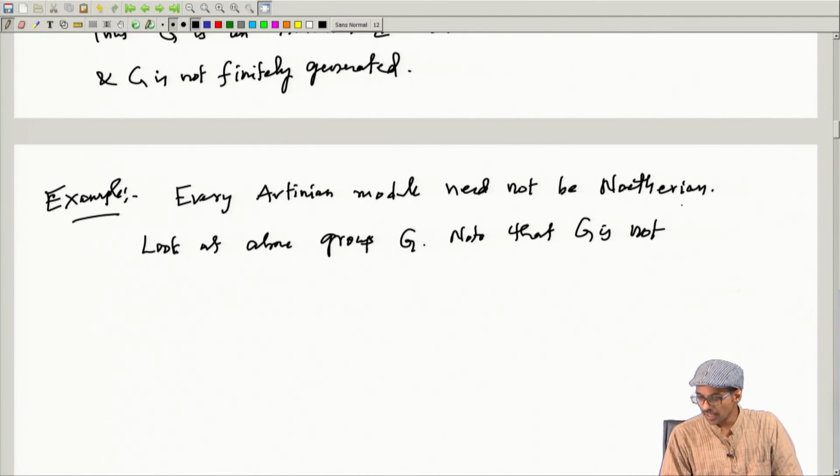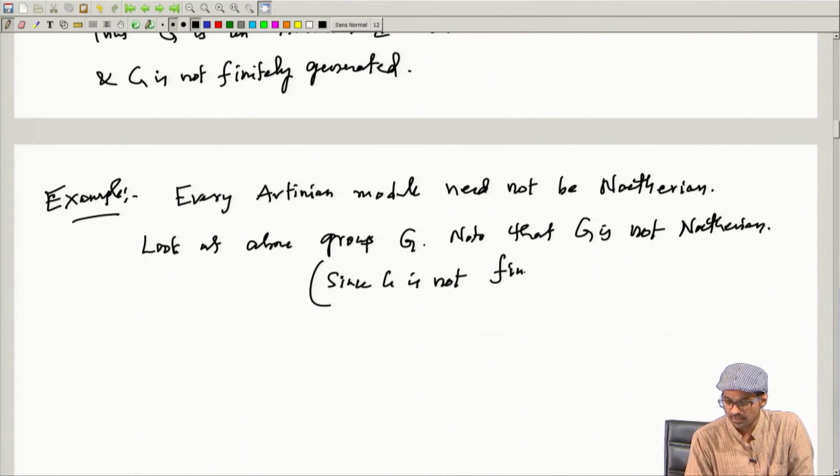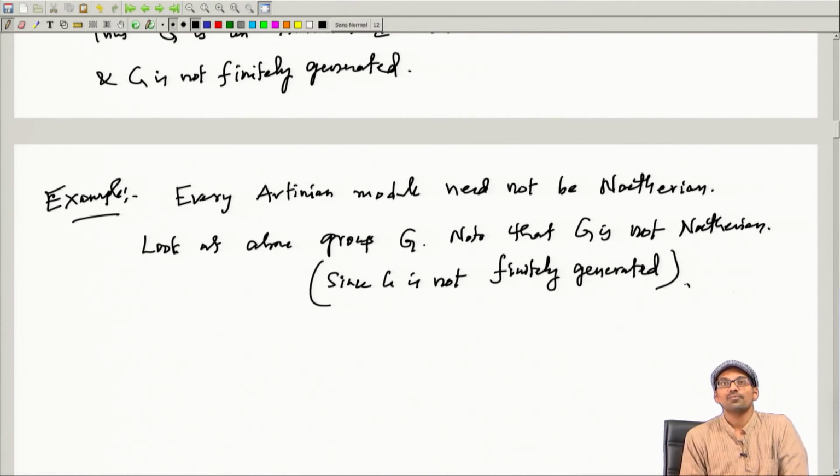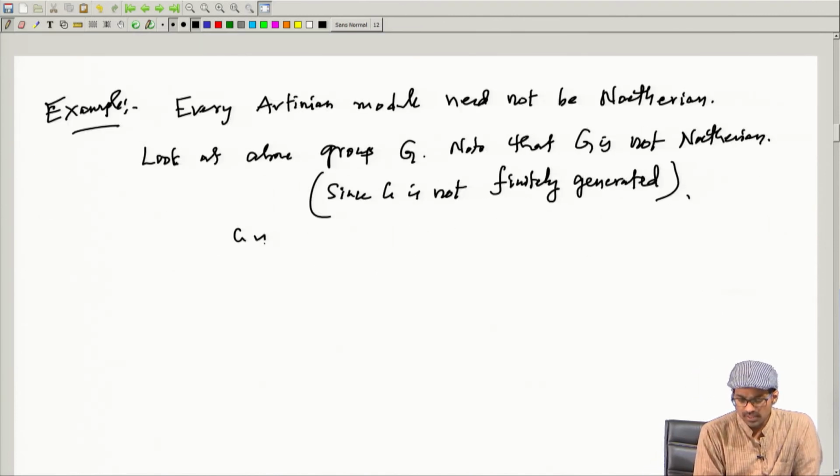Why is it not Noetherian? Because G is not finitely generated. Therefore, it is not Noetherian, since every Noetherian module should be finitely generated. So, this is an example of an Artinian module, but it is not a Noetherian module. So, G is Artinian.